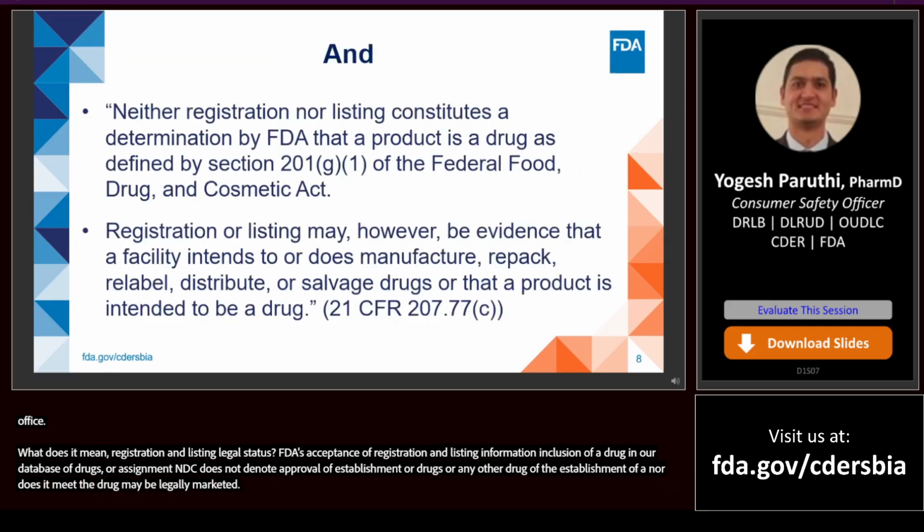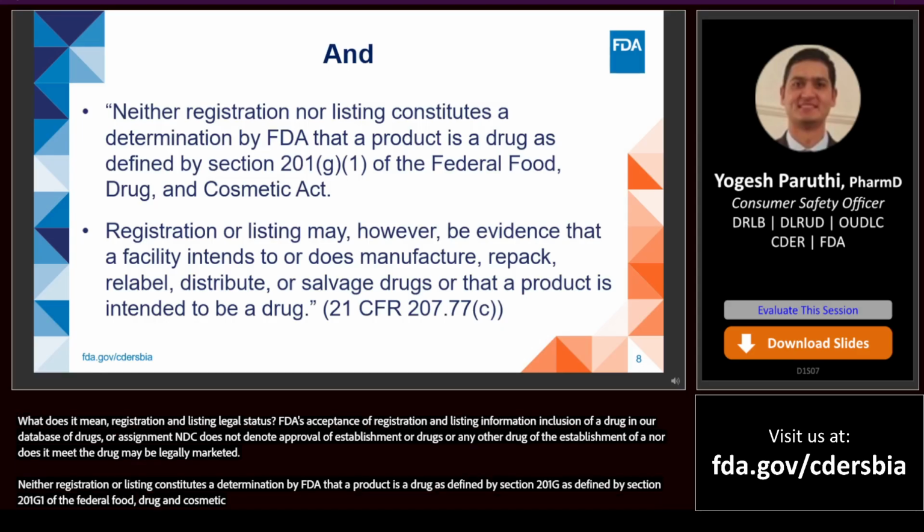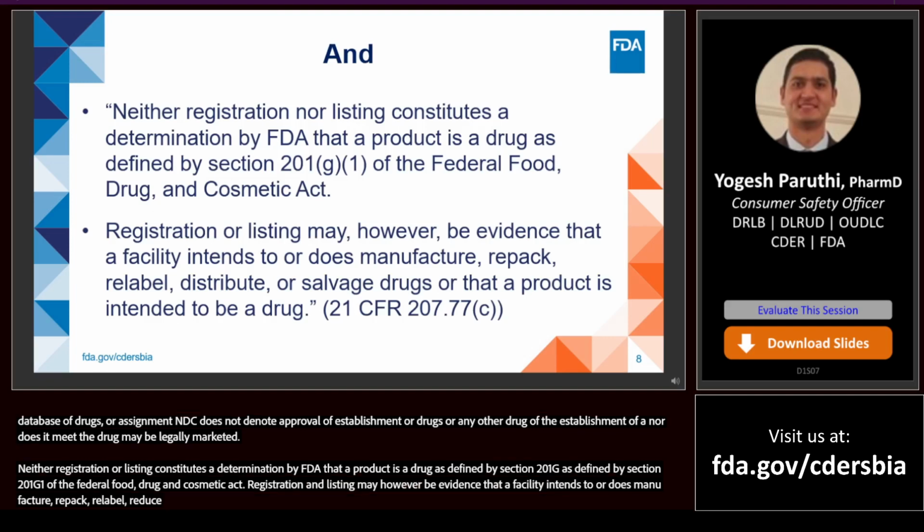To add to what we just discussed, neither registration nor listing constitutes a determination by FDA that a product is a drug, as defined by Section 201(g)(1) of the Federal Food, Drug, and Cosmetic Act. Registration and listing may, however, be evidence that a facility intends to or does manufacture, repack, relabel, distribute, or salvage drugs, or that a product is intended to be a drug.